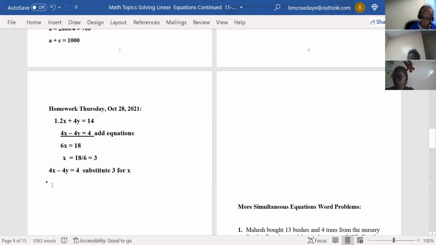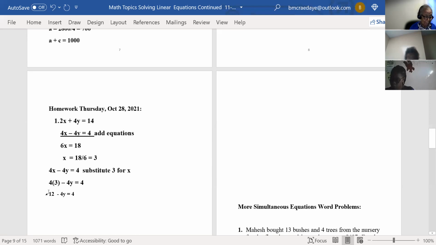equal 4. So where's x, you put the 3. So this becomes 3 multiplication. That's right. So you said 4 3s are 12 minus 4y, so that's 12 minus 4y equal 4. Okay, fine.